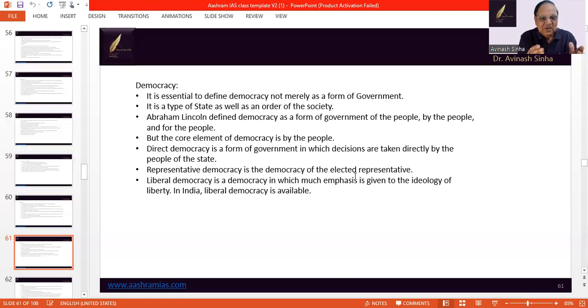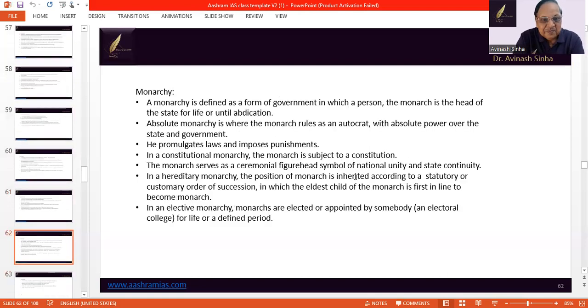Direct democracy is a form of government in which decisions are directly taken by the citizens of the state. Representative democracy is a democracy of the elected representatives. Liberal democracy is a democracy in which emphasis is given to the ideology of liberty. In India, liberal democracy is available.